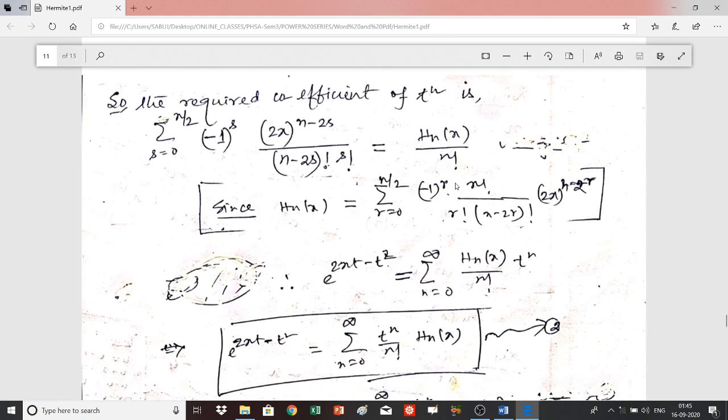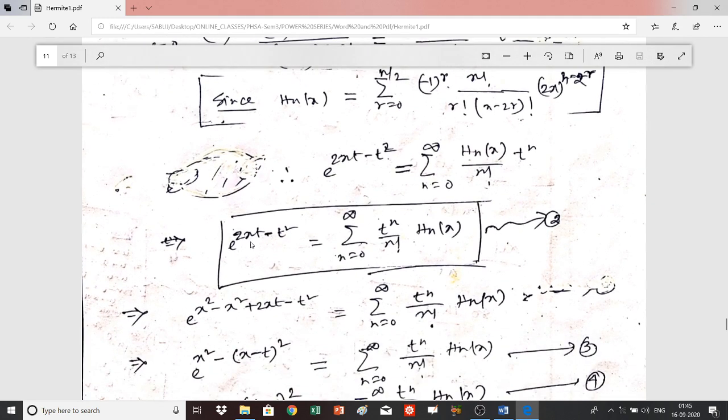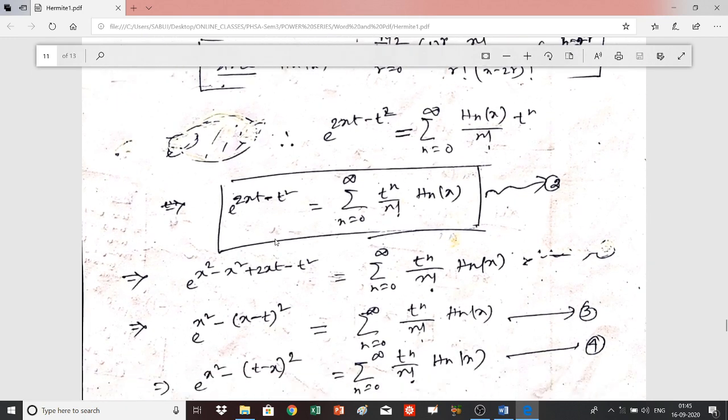So finally you get e to the power 2xt minus t square is equal to the sum over n from 0 to infinity of t to the power n, H_n(x) by n factorial. This is the coefficient of t to the power n. So I write it once again. It is equation 2, and this is the form of the generating function.